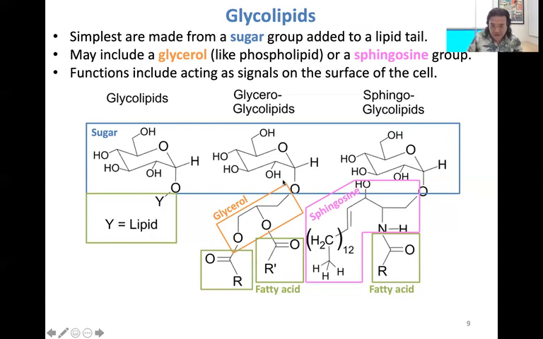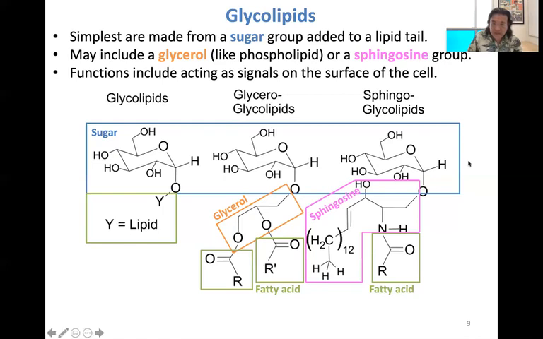But it can get a little fancier, because what if you had two fatty acid tails that are stapled together by a glycerol, just like you were making a phospholipid, like we were looking at on the previous slide, but instead of a phosphate group on the glycerol, you have a sugar instead? So instead of a phosphate group, you have a sugar group. Well, there you go. That's not too hard to understand either. So this is what we would call a glyceroglycolipid. Very similar to a phospholipid, except for instead of the phosphate group, you have a sugar group attached to it.